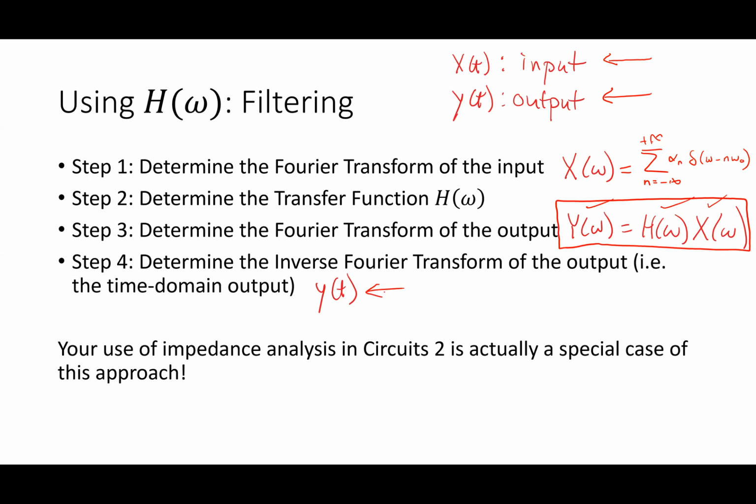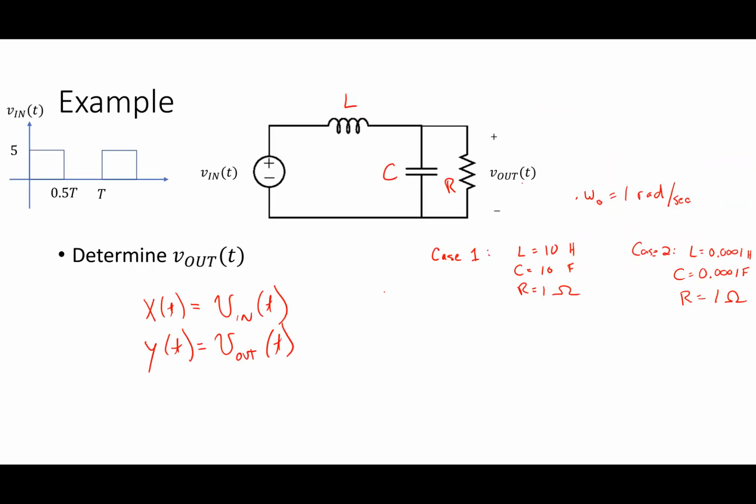Now, you've been using this all the time in Circuits 2. In Circuits 2, you could have had this particular circuit right here, and you may have said the input is 3 cosine 2t. What you do there is convert this to a phasor, so you say this is 3 angle 0.